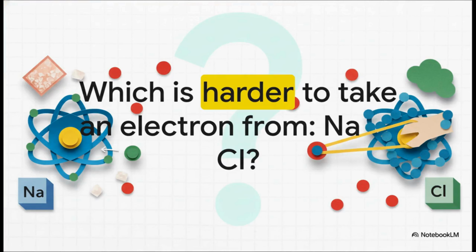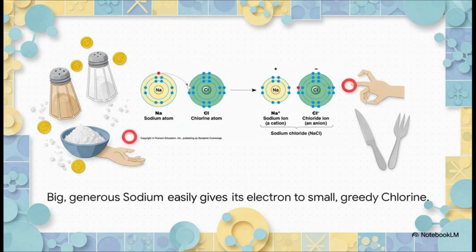Okay, pop quiz. Let's go back to period 3. On the far left, you've got big, fluffy sodium. Way over on the right, you've got small, compact chlorine. Which one do you think is going to be harder to steal an electron from? Which one has the higher ionization energy? Take a guess. The answer is probably on your French fries.